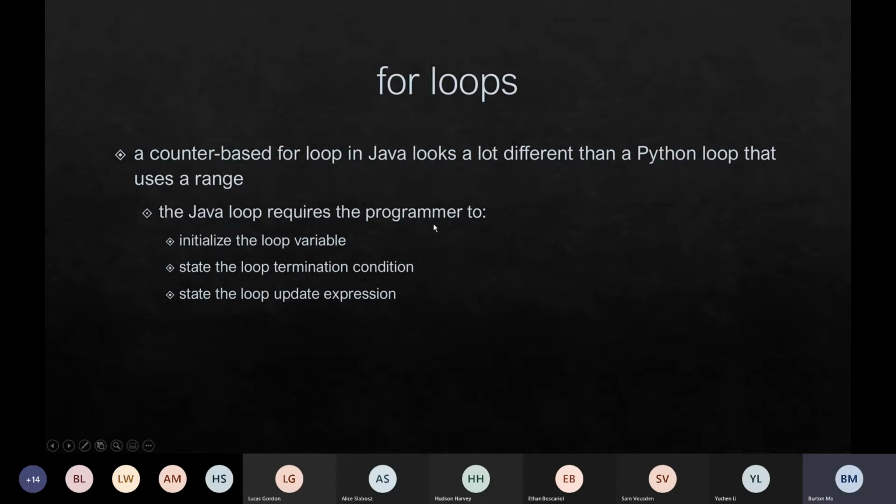The Java loop requires the programmer to initialize some kind of loop variable. You have to state the loop termination condition, and you have to state the loop update expression. The Python version of the for loop does all of this stuff for you, right? That's one of the reasons why people say Python is an easy language to use, because it does a lot of stuff for the programmer.